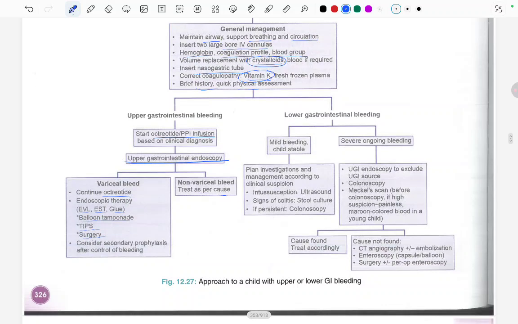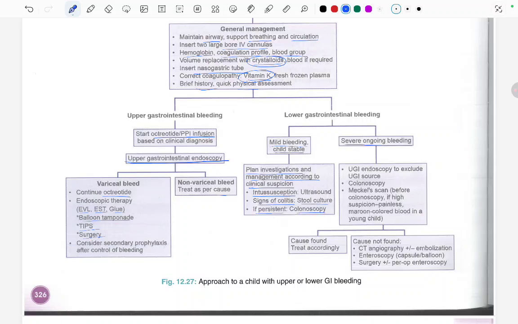Now in case of lower gastrointestinal bleeding, it is divided into mild bleeding where the child is stable, and severe bleeding. In the case of mild bleeding and a stable child, plan for investigation and manage according to the clinical suspicion. If you are suspecting intussusception, ultrasound needs to be done. If signs of colitis are present, then stool culture needs to be done, and if persistent, then colonoscopy needs to be done.